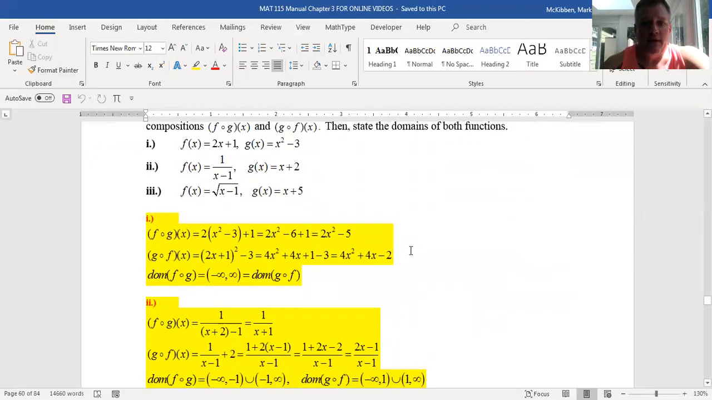Okay, so for the first one, f circle g, I'm going to plug in g of x for the input in f, right? So that's what I'm doing here, and then distribute your 2 and simplify to get that end answer.